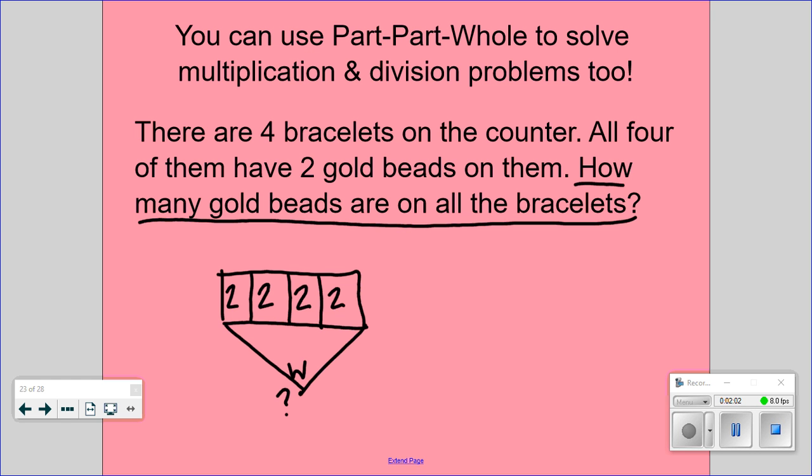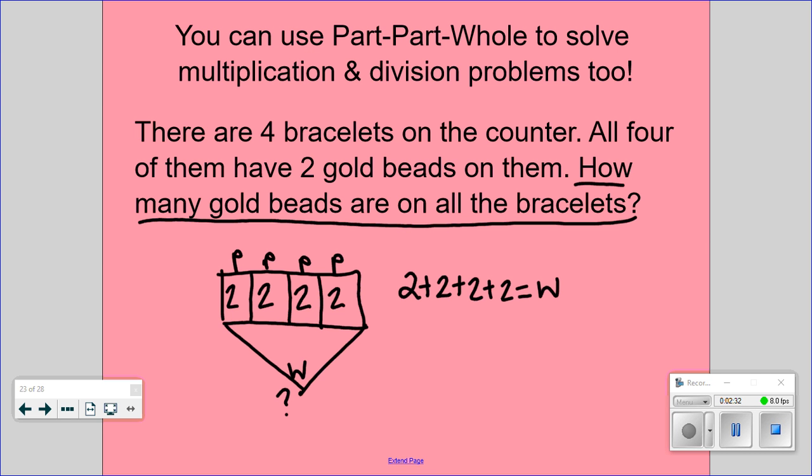And now I'm going to use the same part-whole model that I did in our last video, but I just have more parts. So for this, instead of 2 plus 2 equals whole, it's going to be 2 plus 2 plus 2 plus 2, because I have 4 parts, equals my whole. Now, we recognize that when I add the same number over and over again, it's basically skip counting, which we know a shortcut for, which is called multiplication.